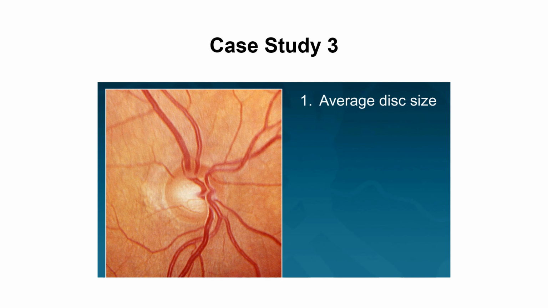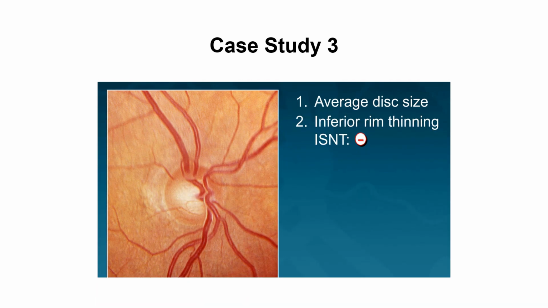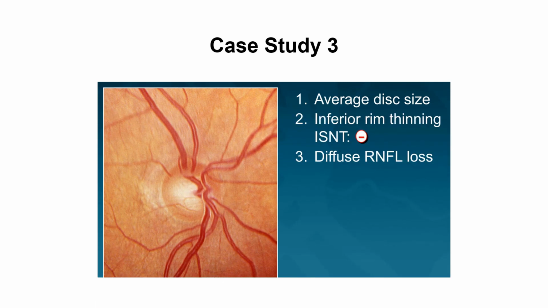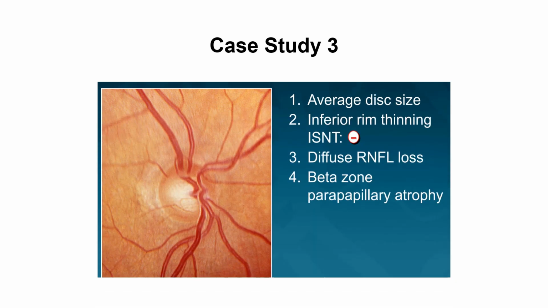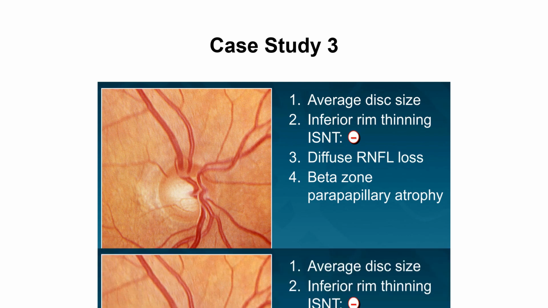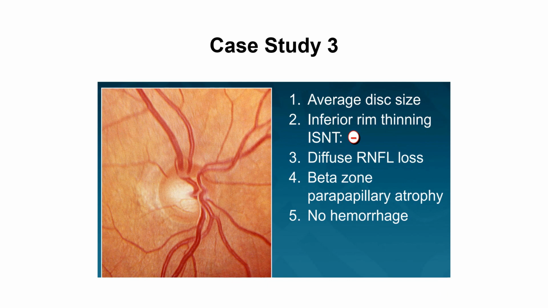This is average disc size. Then you will see that there is inferior retinal nerve fiber layer thinning, inferior notch, so the ISNT rule is violated. Then you will see whether there is diffuse retinal nerve fiber loss. There is no diffuse retinal nerve fiber loss in this image. Then you will see that we have beta zone parapapillary atrophy, and there is no disc hemorrhage or even retinal hemorrhages.